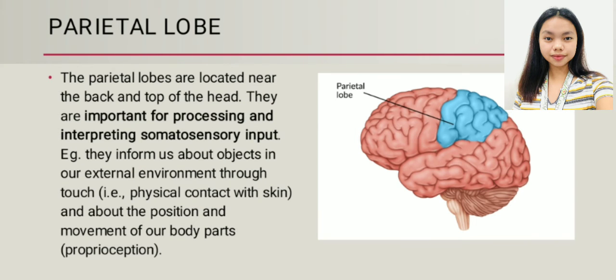Parietal lobe. The parietal lobes are located near the back and top of the head. They are important for processing and interpreting somatosensory input. They inform us about objects in our external environment through touch and about the position and movement of our body parts.